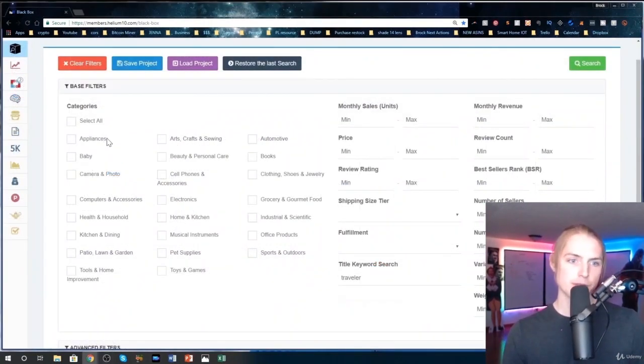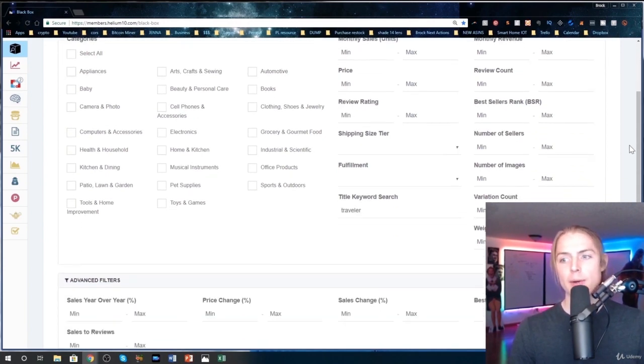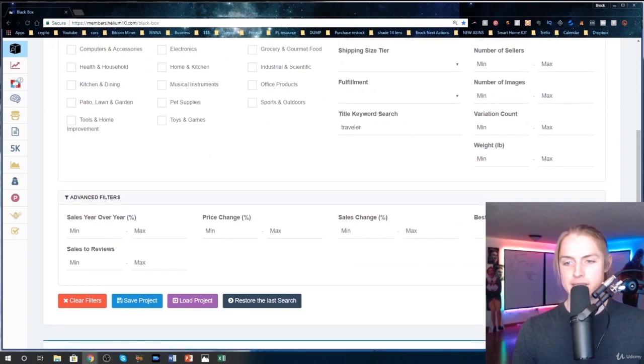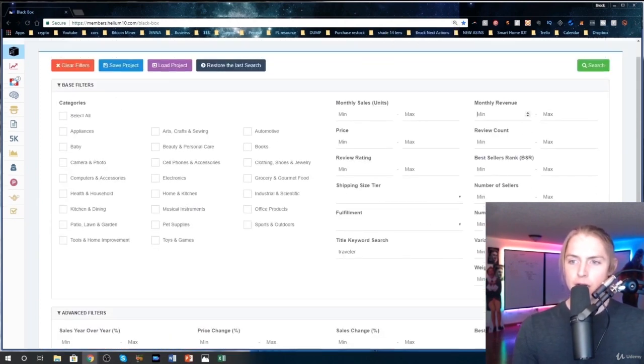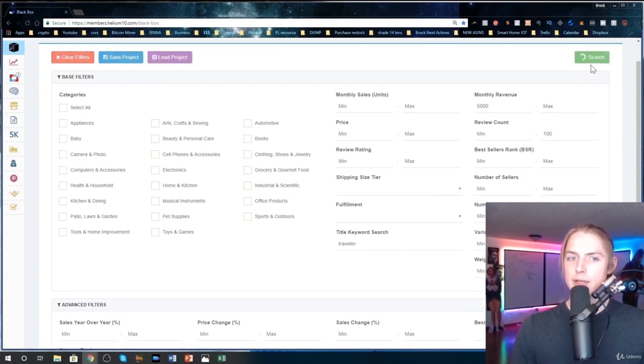Previously with other tools, you would search by maybe categories or what's selling. But what about this? What if we want to just learn more about our customer or products that are for that? I think that's going to be pretty cool. So I guess what we could do here is look for something where there's at least 5,000 monthly revenue, maybe under 100 reviews, just a little bit of criteria.